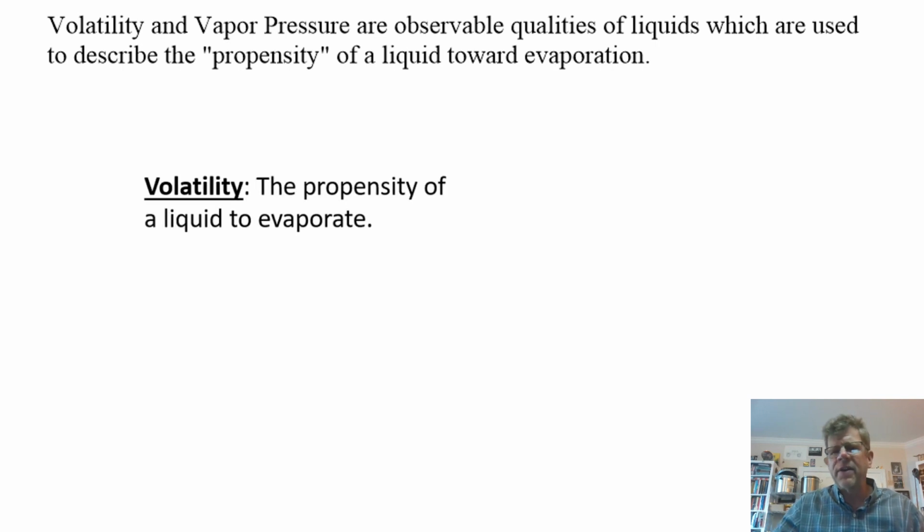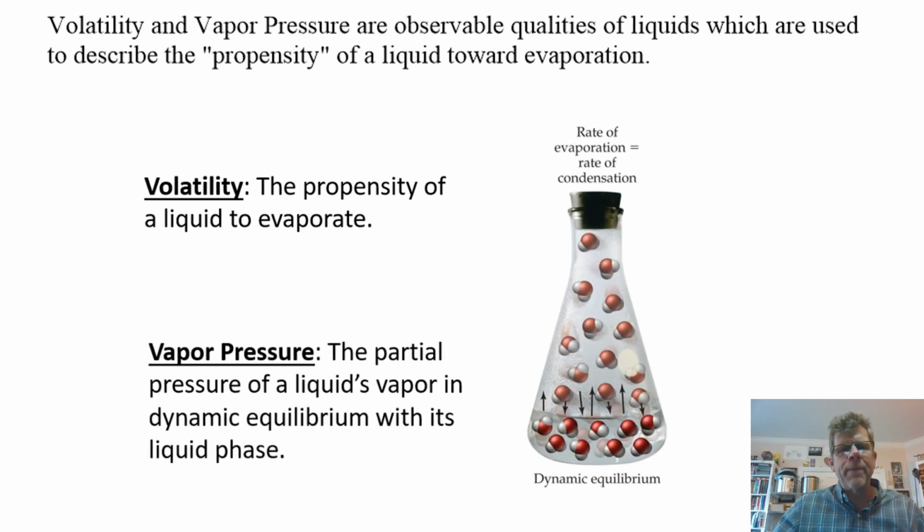Now, the volatility of a liquid could be defined as the propensity of a liquid to evaporate. So if we had two different liquids, one would be considered more volatile if it evaporated more quickly than the other liquid. The other liquid that evaporated more slowly would be considered to be less volatile than the other liquid. The other one is known as the vapor pressure.